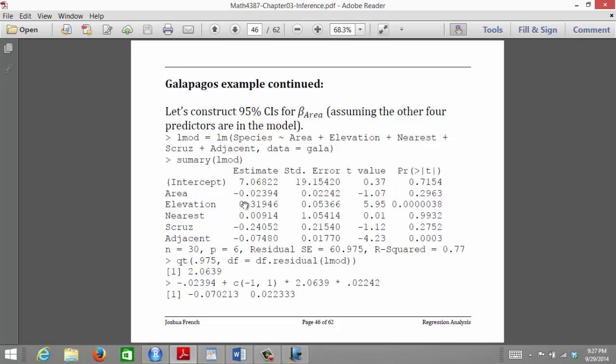So for the area coefficient, we have an estimate of negative 0.02394, and the estimated standard error is 0.02242. We want to construct this individual confidence interval, so I need the 1 minus alpha over 2 quantile from our t-distribution with n minus p degrees of freedom. And if you remember, the df.residual function grabs the degrees of freedom of the residual sum of squares, which is n minus p. It pulls it out automatically so we don't have to manually type it.